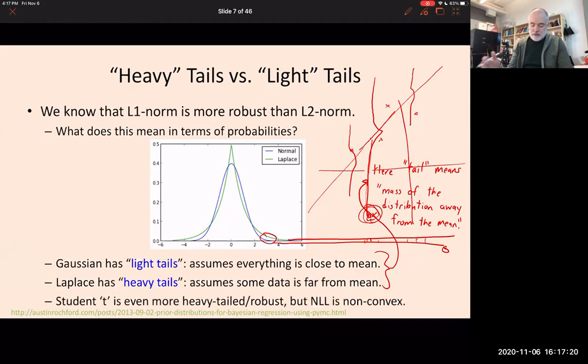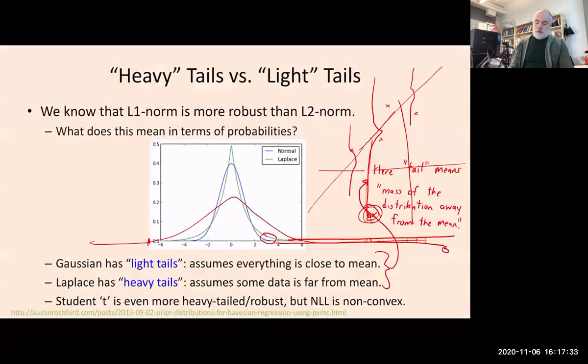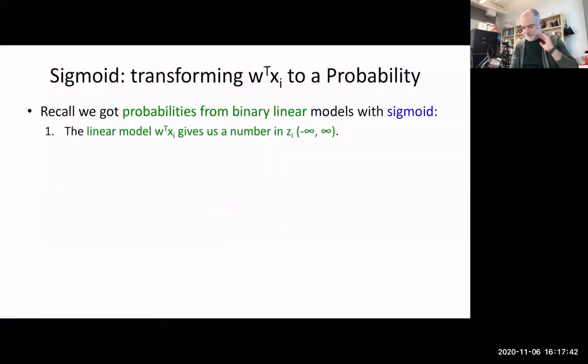Yeah, tail means mass of the distribution far away from the mean. The student t is even more heavy-tailed. So if you plot a student t, it's going to be even more heavy-tailed. In other words, there's going to be a gap even over the Laplace distribution, so you can make more and more robust regressors. But in this case, the negative log likelihood is non-convex, and so the optimization problem gets harder.